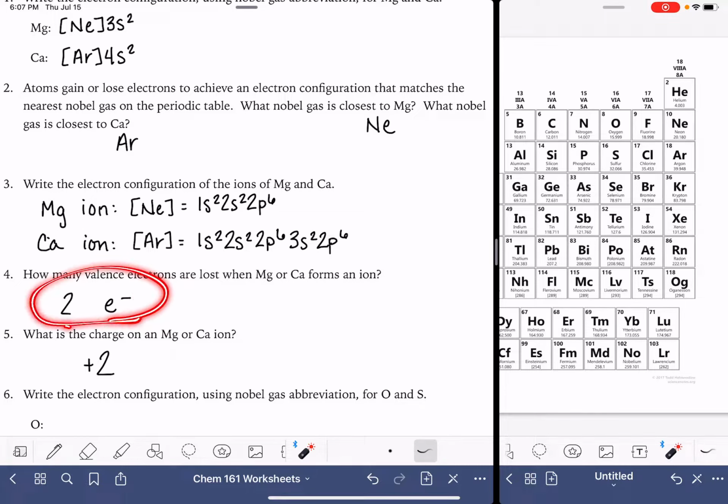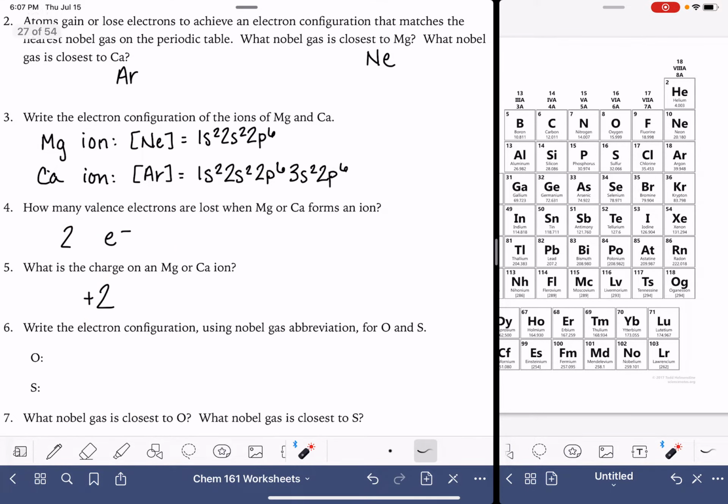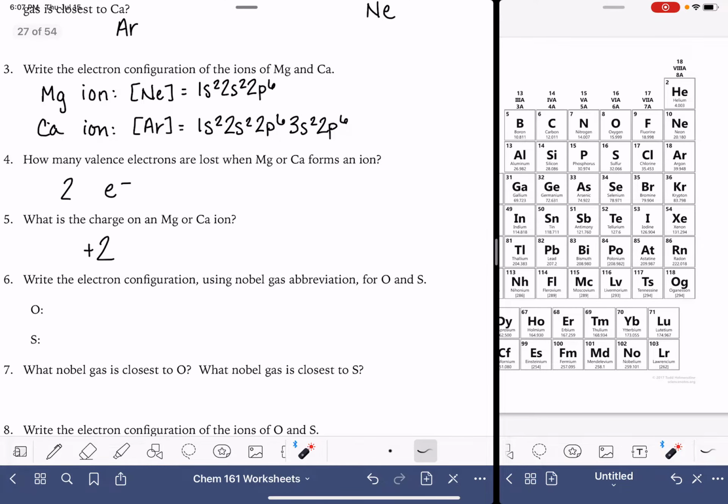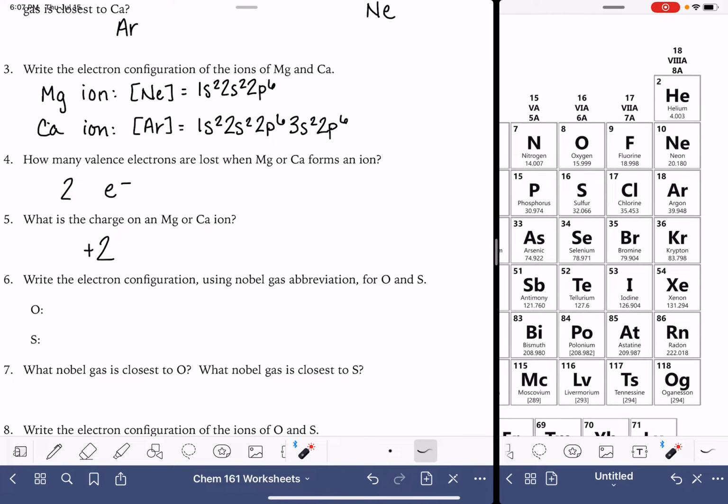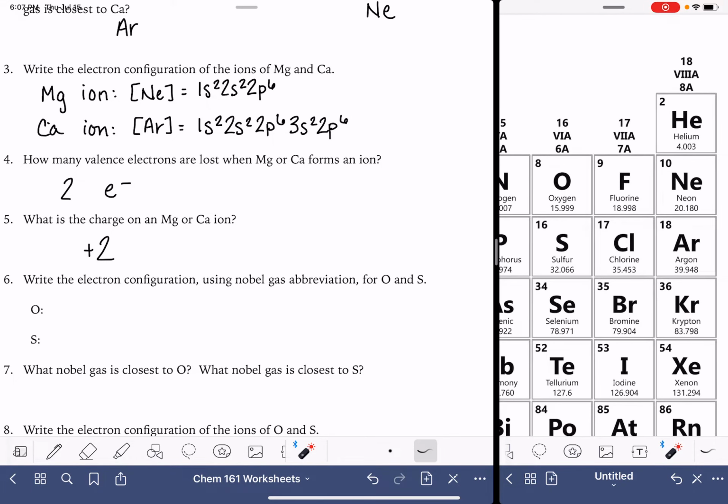Every electron that we lose results in a magnitude of 1. So if we're losing 2 electrons, the ion will have a +2 charge. If we lost 3 electrons, it would have a +3 charge, etc. All right, let's try this for a couple of different elements. Write the electron configuration using the noble gas abbreviation for oxygen and sulfur. So using the noble gas abbreviation for oxygen, we want to go backwards to the last noble gas, which was helium.